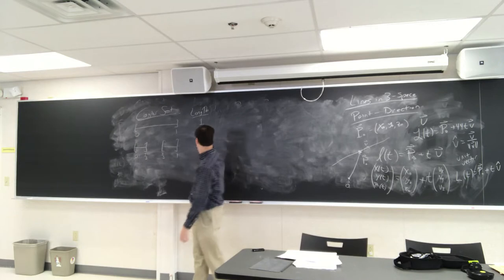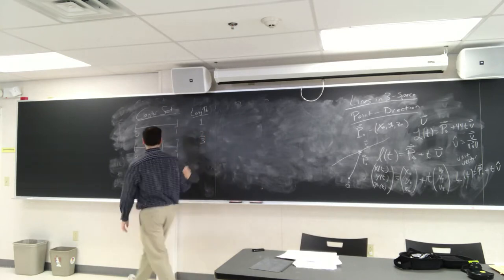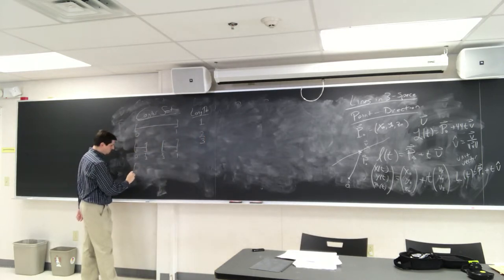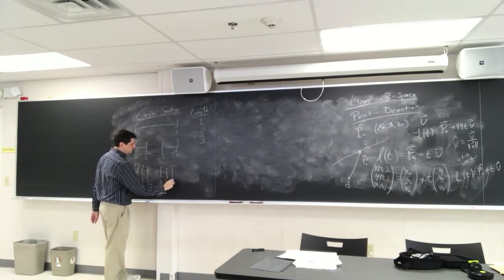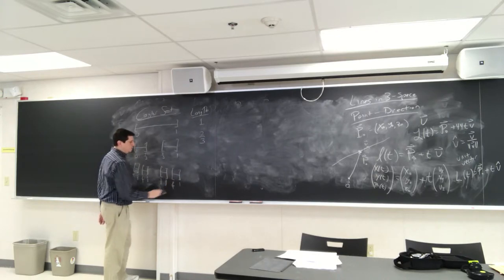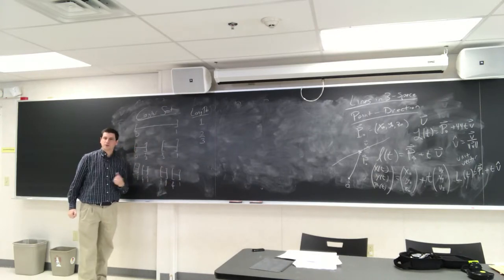What is the length of what remains? 2 thirds. Now let's do this again. So we have 0 to 1/9, and then 2/9 to 1/3, 2/3 to 7/9, 8/9 to 1. What is the length of what's left?